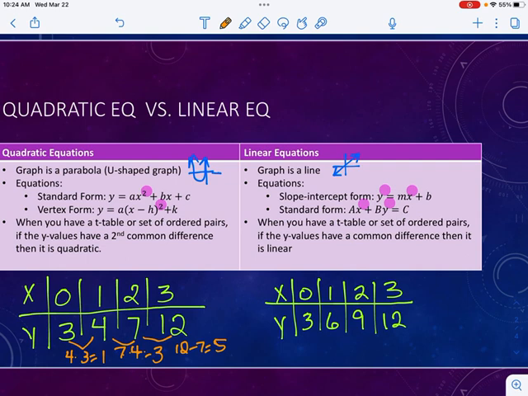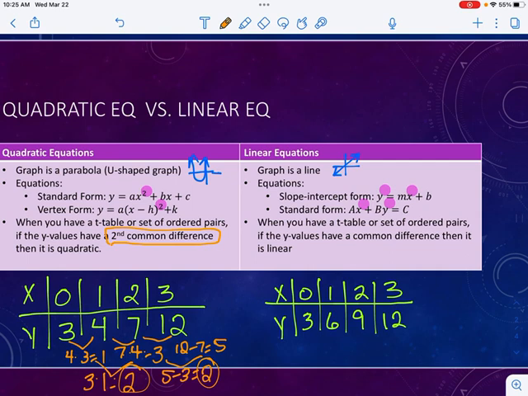Well, if you notice, nothing's common there. So the next thing I'm going to do is I'm going to go 3 minus 1, that's 2. 5 minus 3, that's 2. So if you notice, that gave me the same number. That is what we are referring to when we say a second common difference. So it doesn't happen on the first subtraction, but when we take those differences and subtract them again, that's what tells me it is a quadratic.